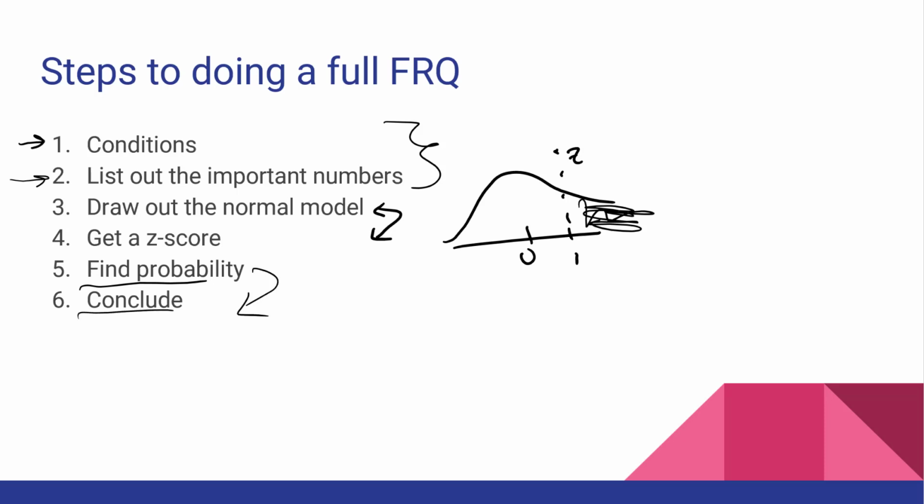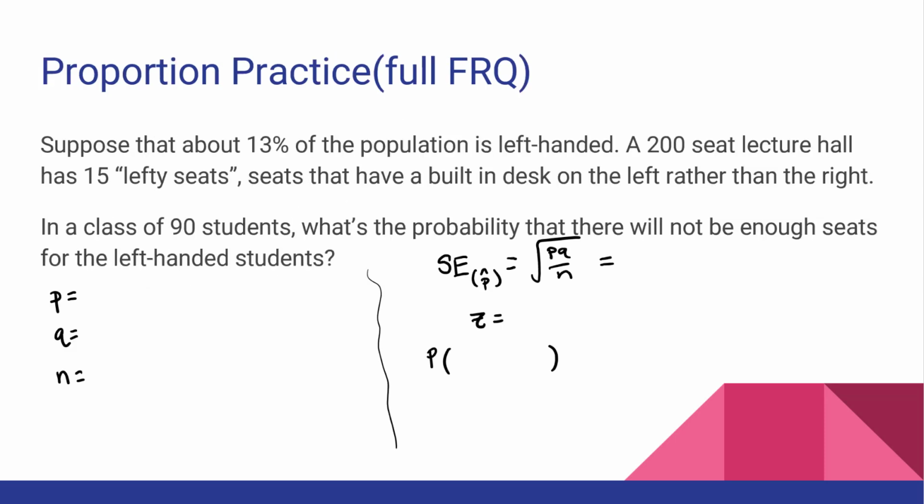So what does that probability mean for us? So here's a question. This is for proportions. Suppose that about 13% of the population, let's say that's the entire world, is left-handed. Again, I don't know the numbers. This is straight off of the textbook.